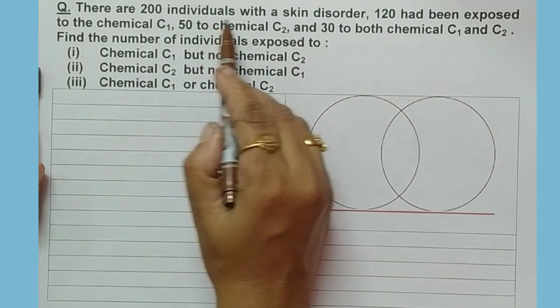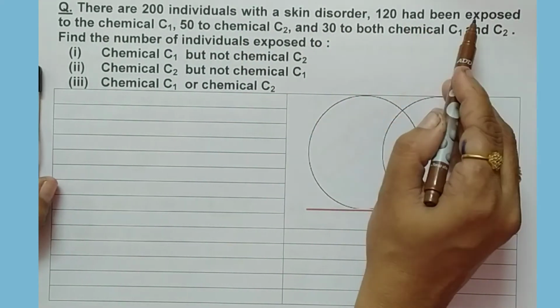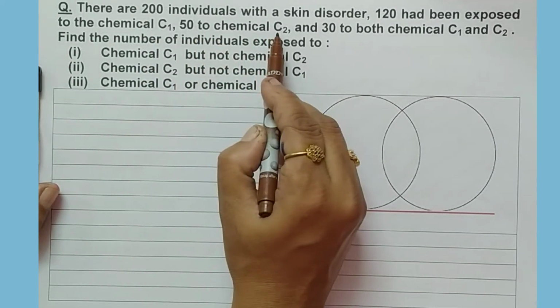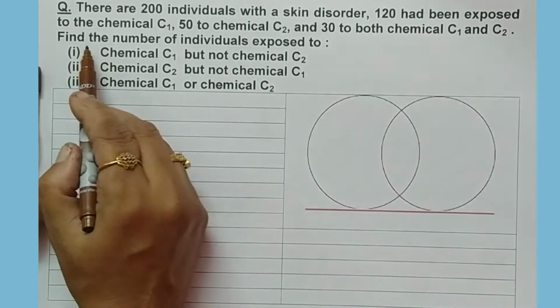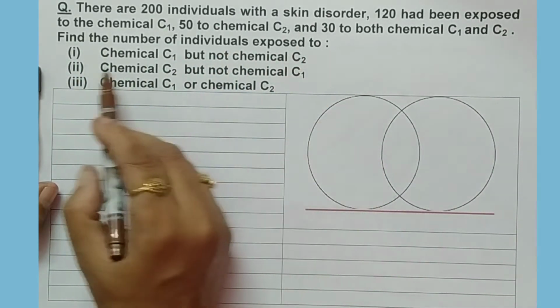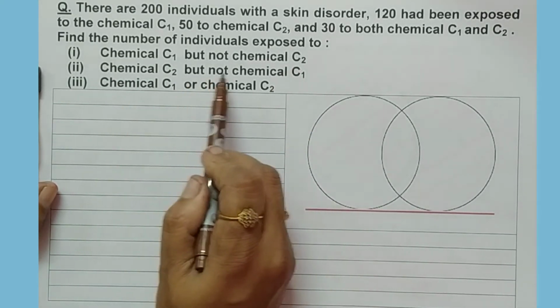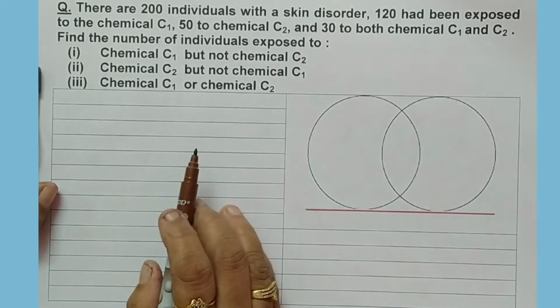There are 200 individuals with a skin disorder. 120 had been exposed to chemical C1, 50 to chemical C2 and 30 to both chemical C1 and C2. Find the number of individuals exposed to chemical C1 but not chemical C2, chemical C2 but not chemical C1. Third question, chemical C1 or chemical C2.